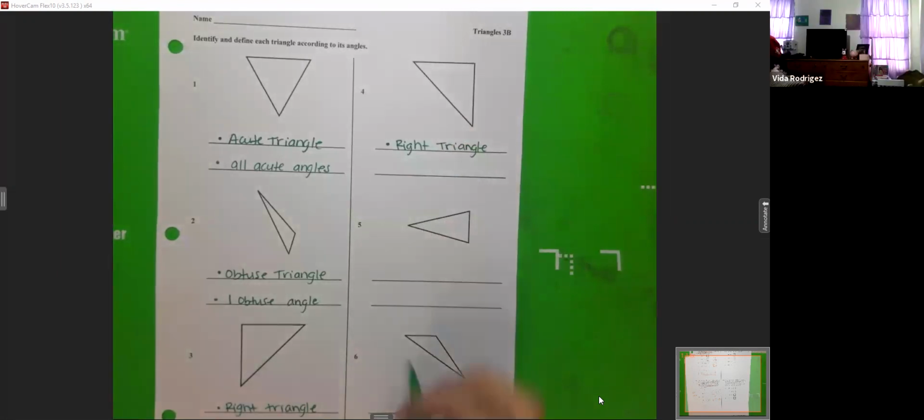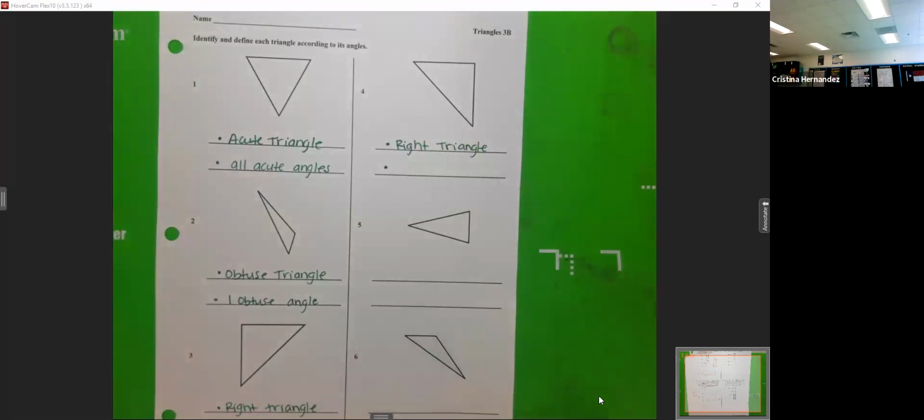How many right angles does it have? Once again, anybody? How many right angles does it have? One. Thank you.